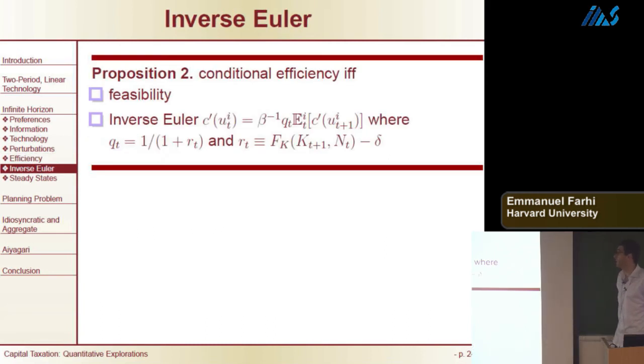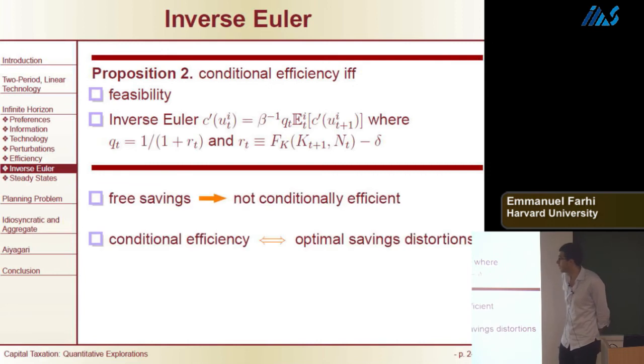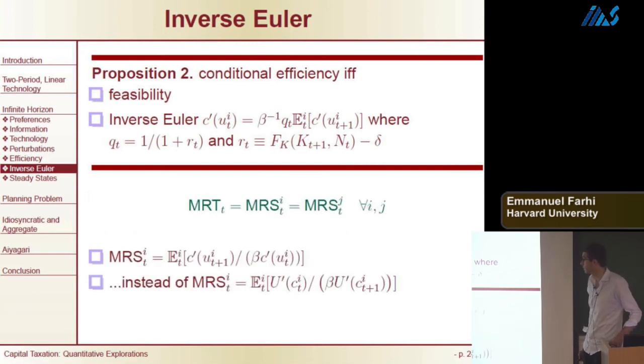And now you have this characterization of conditional efficiency, which is two conditions. So the allocation has to be feasible, that is, it has to be incentive compatible, and it has to be resource feasible. And the only other condition is that it satisfies the inverse Euler equation. Where q_t here is related to the interest rate, and the interest rate is related to the rental rate, to the marginal product of capital. So what you see again here is that free savings is incompatible with this condition. Because the Euler equation is incompatible with the inverse Euler equation, conditional efficiency is going to require optimal savings distortions, non-zero optimal savings distortions.